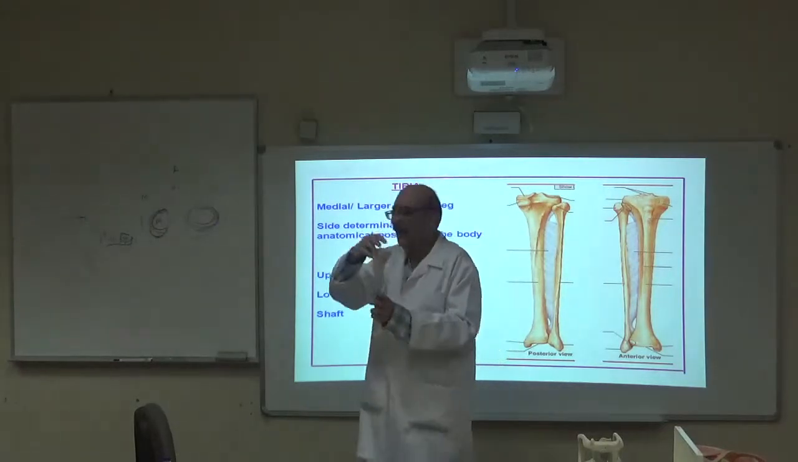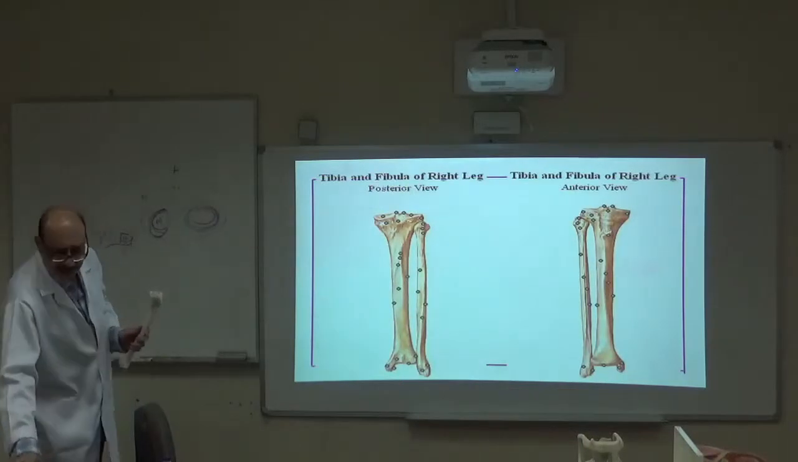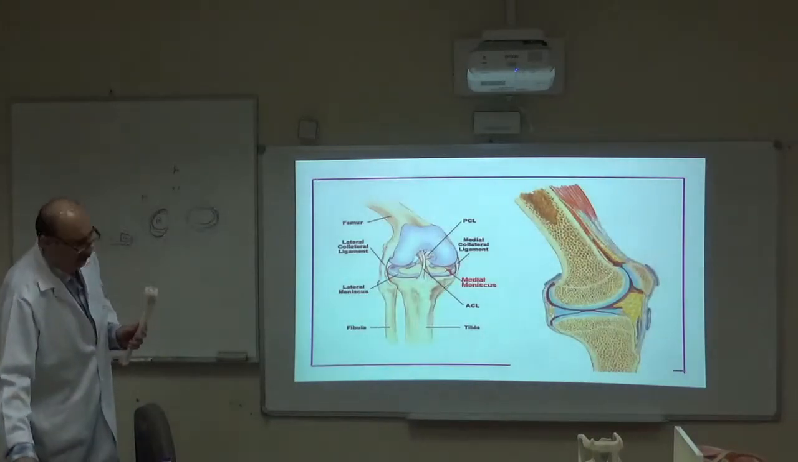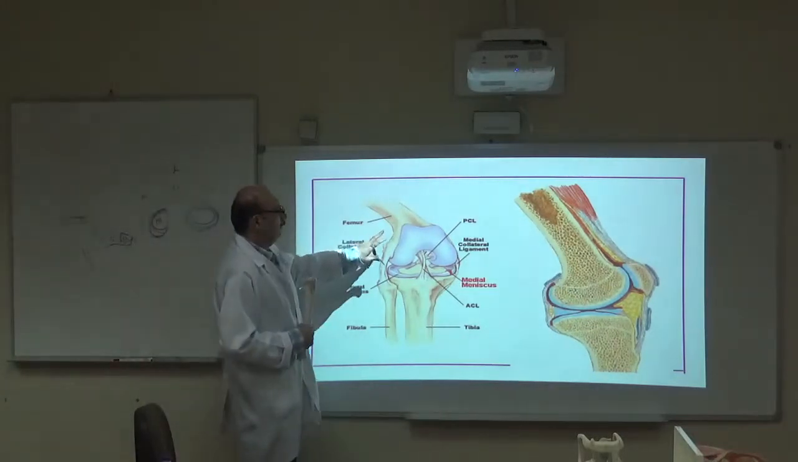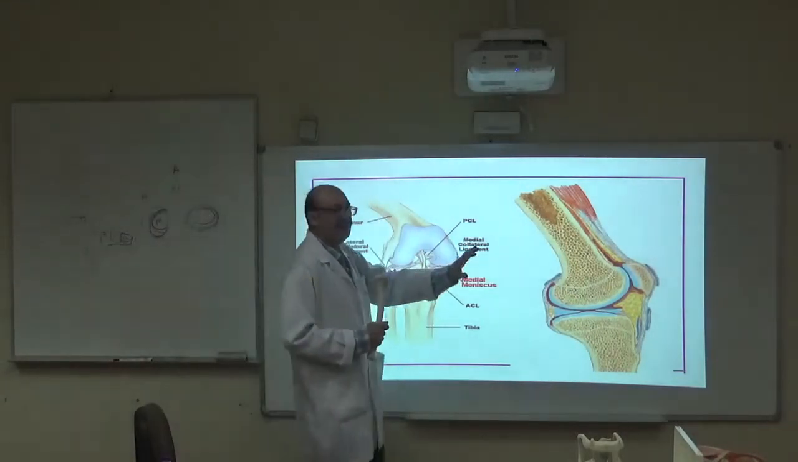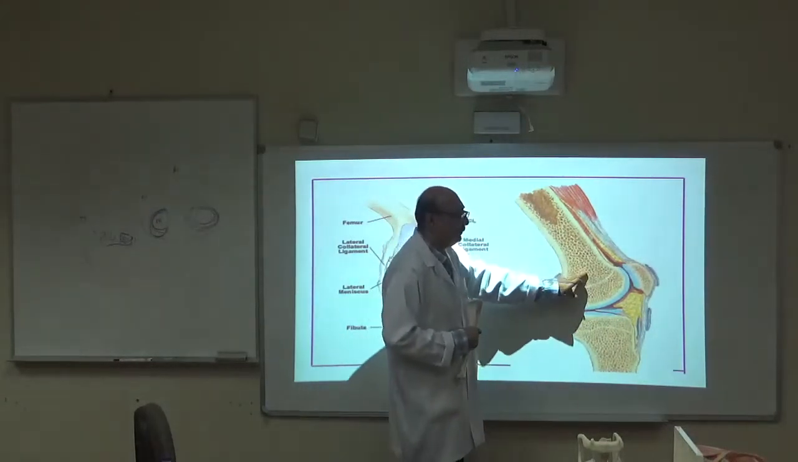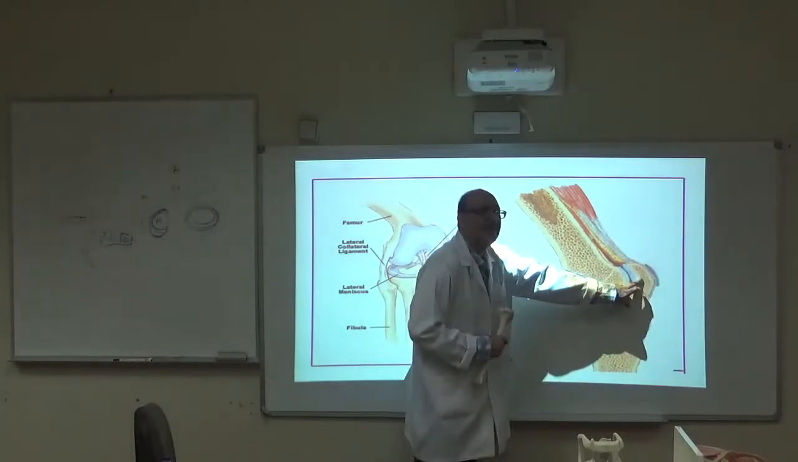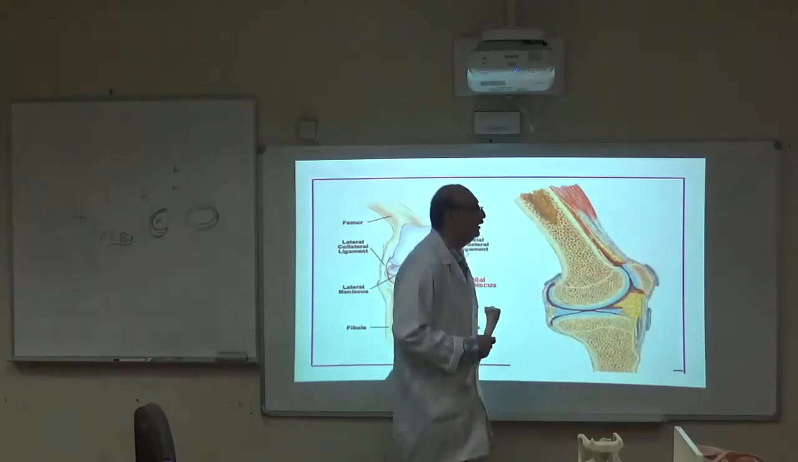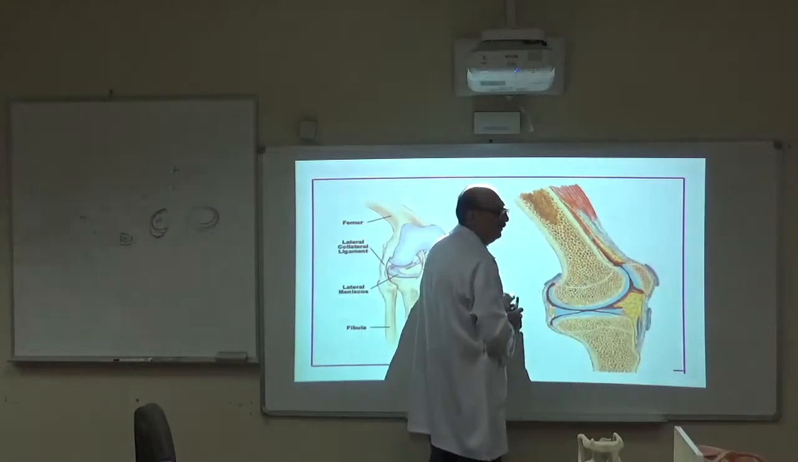Now you see the upper end. What are the contents in the upper end? Before I go to the upper end, try to find how the three bones are attached in anatomical position. What three bones? Femur, tibia and patella. This is the patella, here is the femur. This is the formation of the knee joint.